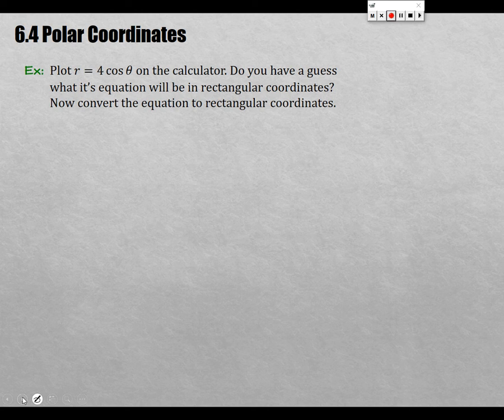Help each other out with the calculator here. Anyone see this yet? What do you guess that this is? Yeah, we can do zoom square on that. Zoom square.